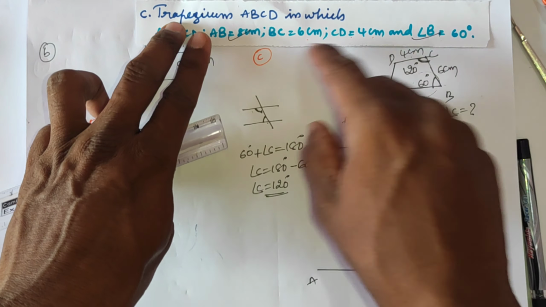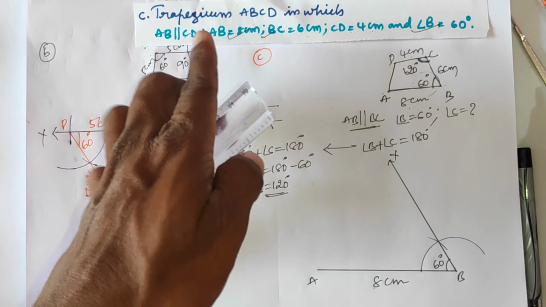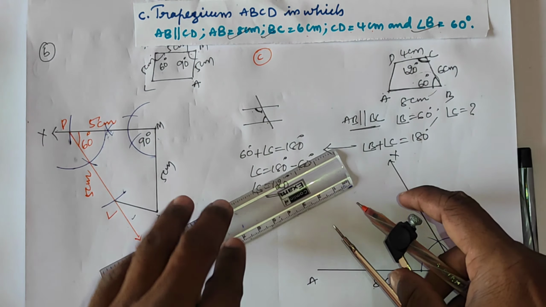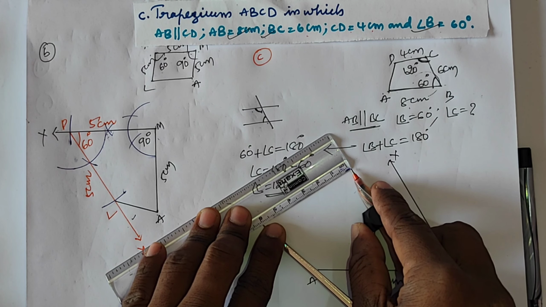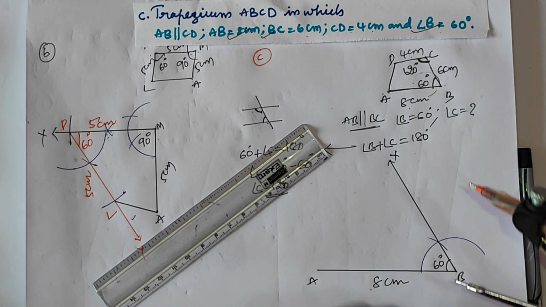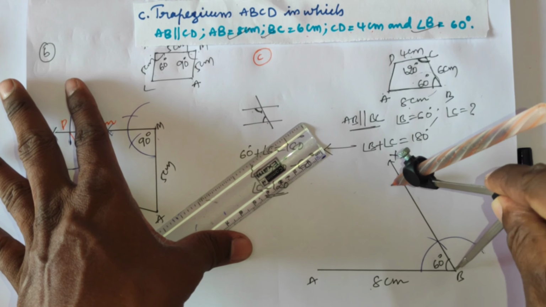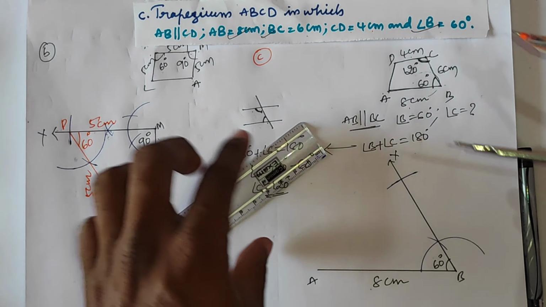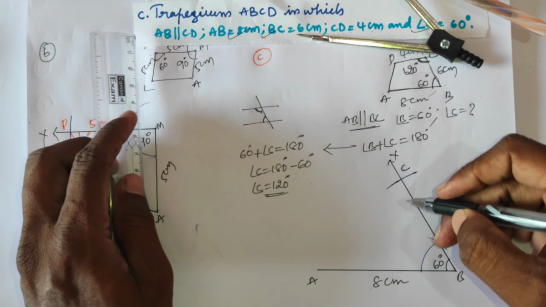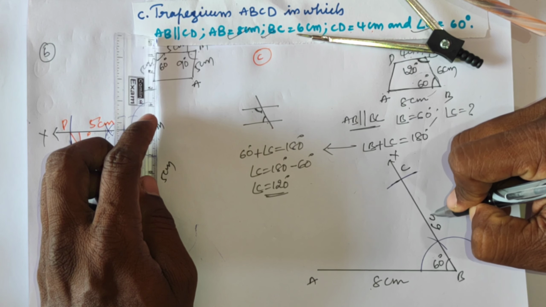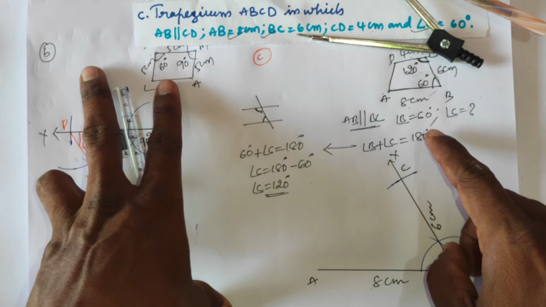Now, what is given? BC. The length of BC is given as how much here? 6 centimeters. Now, measuring 6 centimeters radius, BC, taking B as a center, cutting this ray. BX is a ray, right? So we got an intersecting point, naming it as C, and this is 6 centimeters. Completed. Right? And now, what is given?